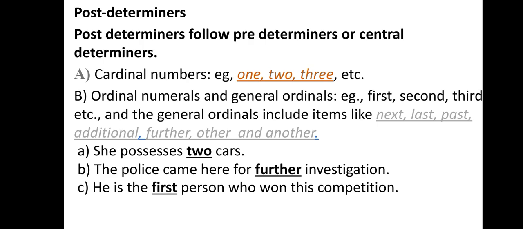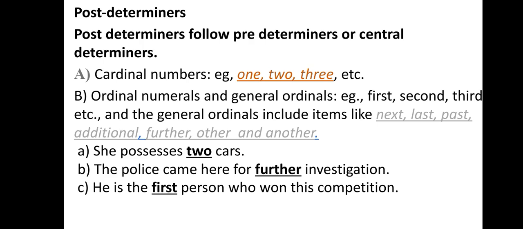Under type A of post determiners, we have cardinal numbers like 1, 2, 3, etc. Under type B of post determiners, we have ordinal numerals and general ordinals. Ordinal numerals include first, second, third, etc. Whereas general ordinals include items like next, last, past, additional, further, other, and another. So we can say that general ordinals include items that are not related to numbers.